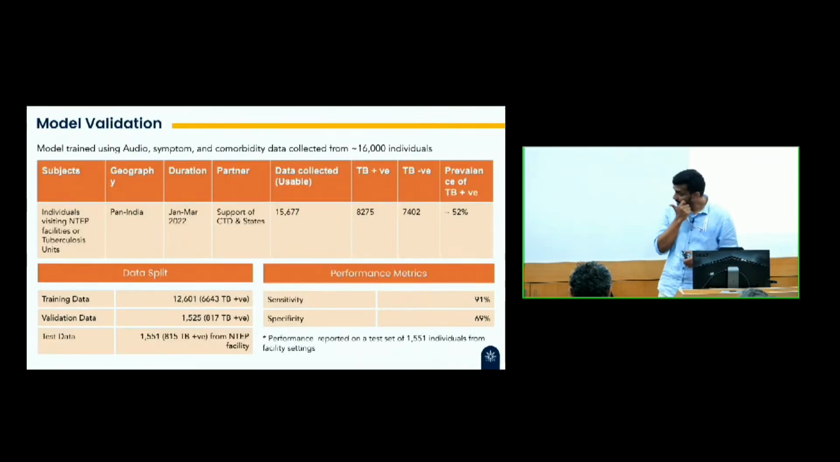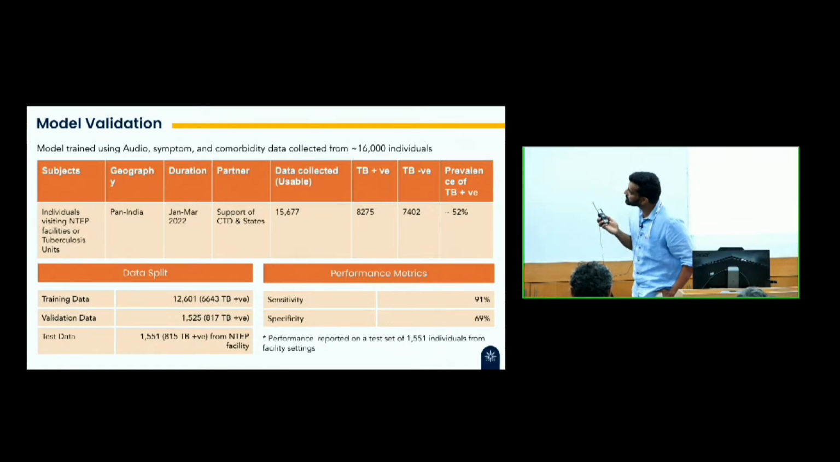The data set was collected with the help of our partners from different locations in India from January to March 2022, with support of the Central TB Division and different states. We collected around 40,000 samples, but we removed a lot of them for lack of quality. In total there were 15,000 samples, with a prevalence in the data set of 52%. That is, nearly half of the samples we collected actually had TB.